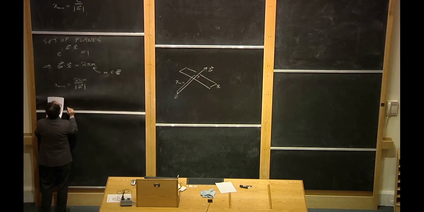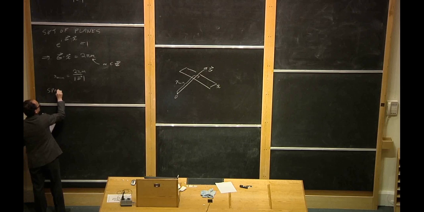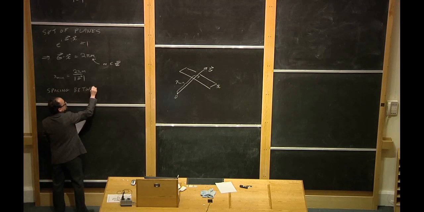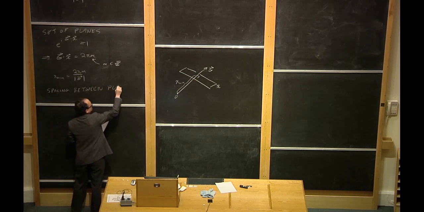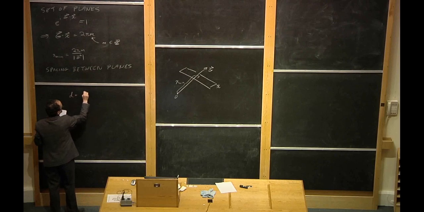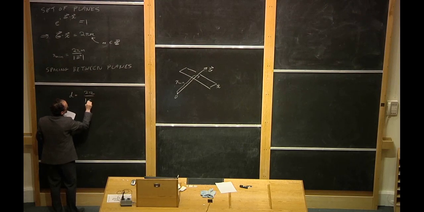So the spacing between these planes, spacing between planes, d is 2 pi over absolute G.